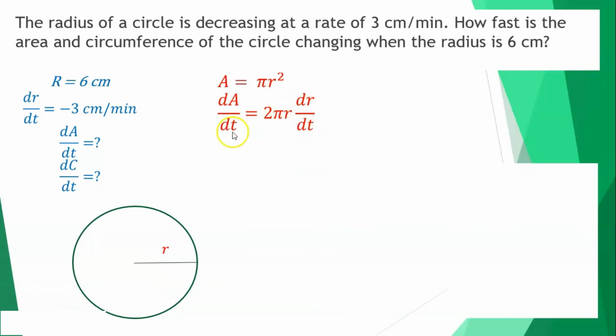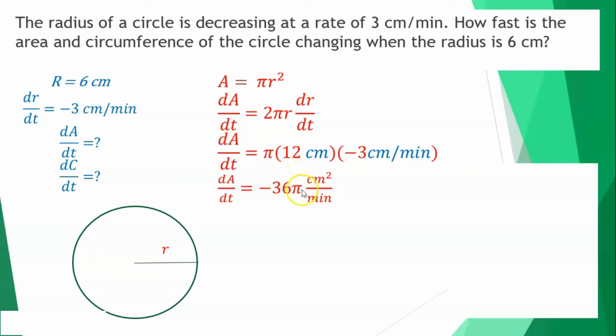Now at this point, let's substitute. So 2r, so twice of 6, that would become 12. Then you have your pi. dr/dt here is negative 3. So simplifying this, the change in the area with respect to time is negative 36 pi centimeters squared per minute.